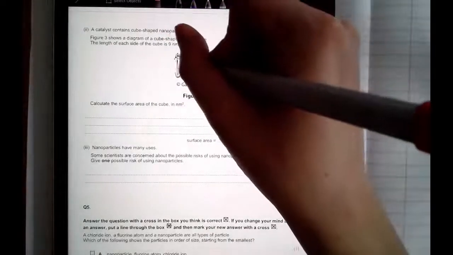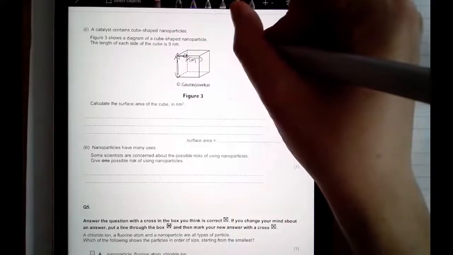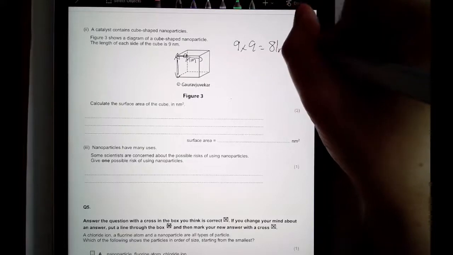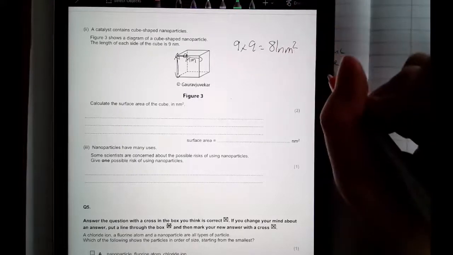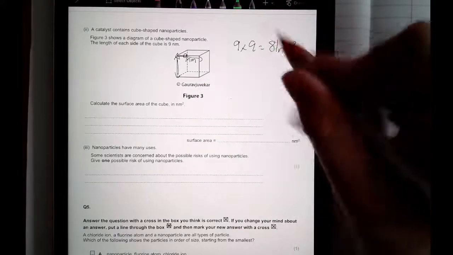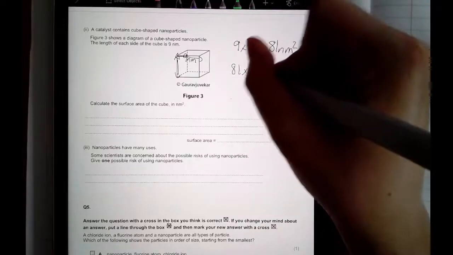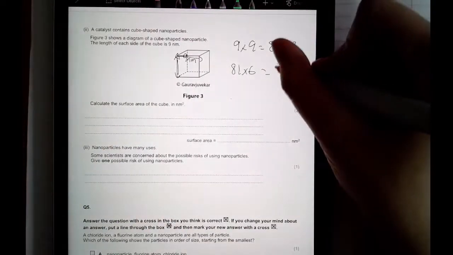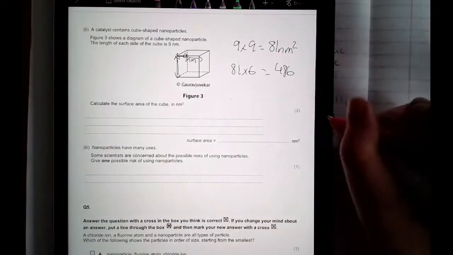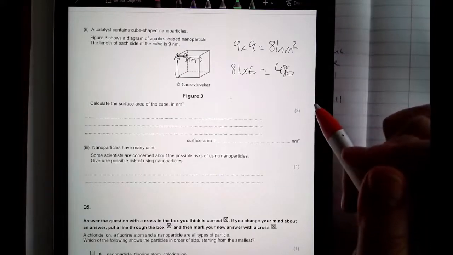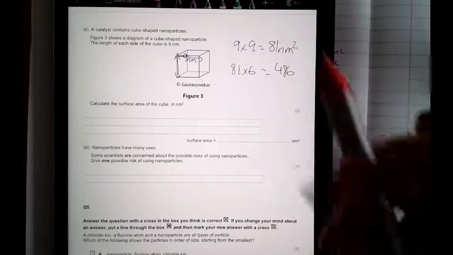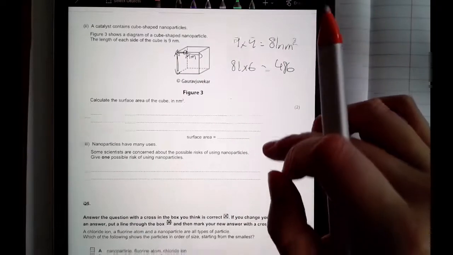So the first thing you need to do is get the area of one side. So it's going to be 9 times 9. You get an area of 81 nanometers squared. There are 6 faces in total, so then you're going to have 81 times 6 equals 486. So your final answer is 486. So again, that's just basic maths, getting the area of a face and then counting how many faces you've got to work out your surface area.